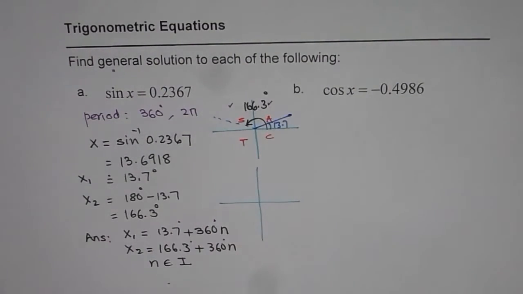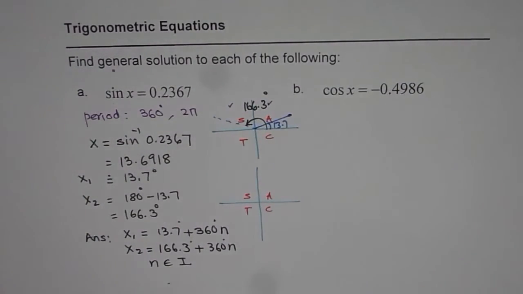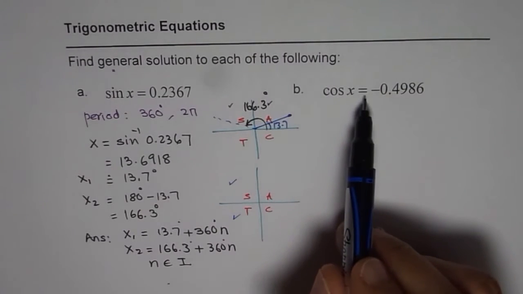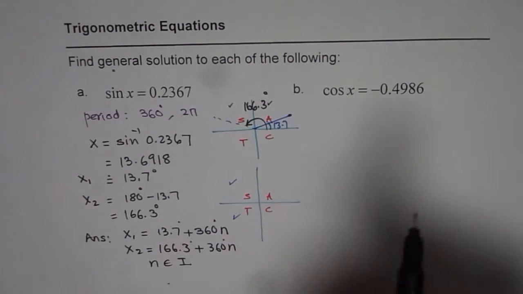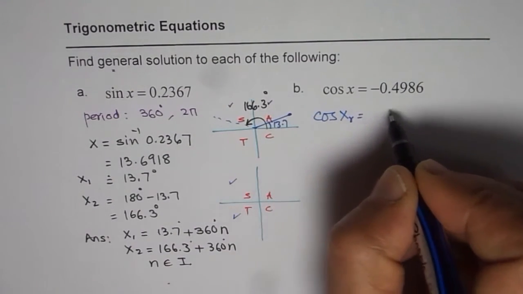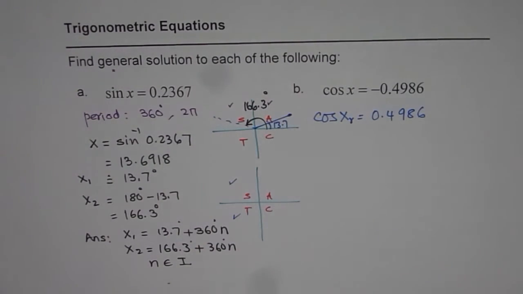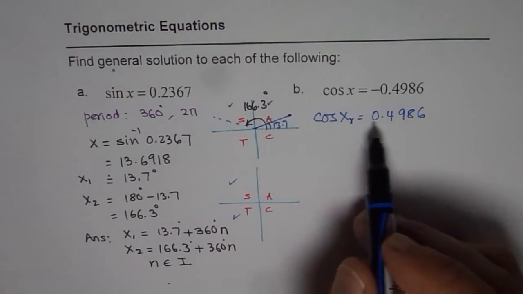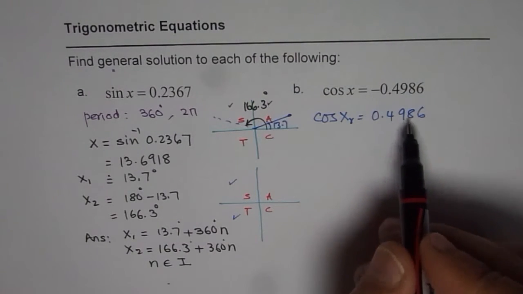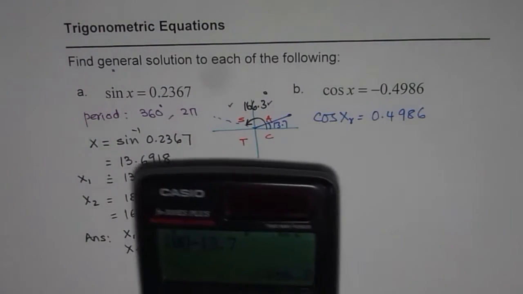Applying the same CAST rule as earlier, we'll follow exactly the same steps. When is cos negative? Cos is negative in quadrants 2 and 3. We are given cos x equals minus 0.4986. First we'll find the solution for the related angle, which takes the positive value 0.4986, and then we'll find these two angles. So first find the related acute angle, which is somewhere here in quadrant 1. Let's do cos inverse of this.